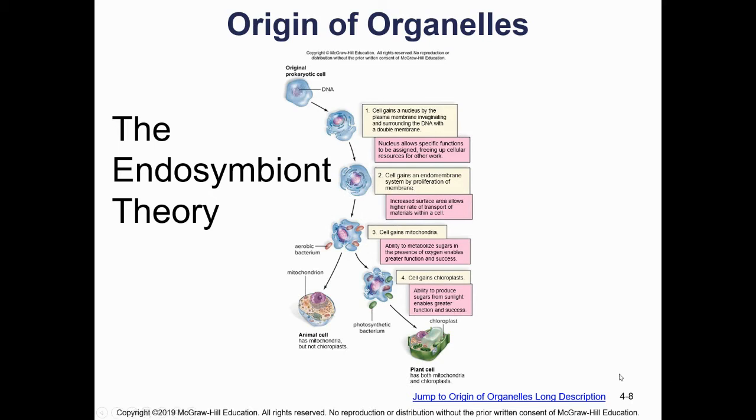So we can get more efficient, and we can also get larger because we have more surface area. So the Endosymbiont Theory describes how this came to be. How did we go from these simple single cell, no organelle prokaryotes? And the Endosymbiont Theory looked at those mesosomes.